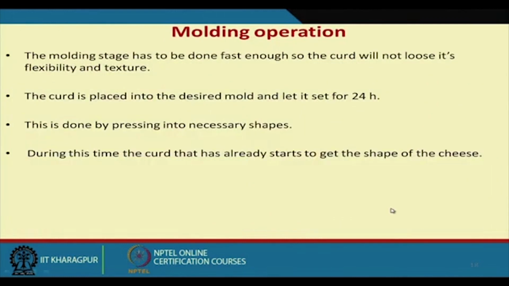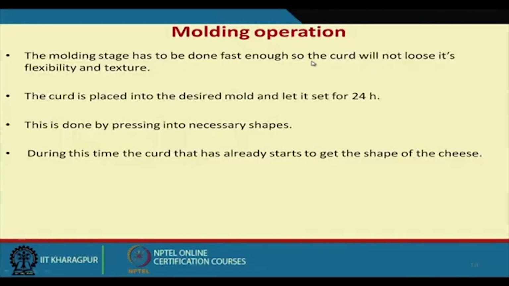Now molding, this is a very important operation. Molding means you give a different shape to the cheese. You put the cheese in different molds so that it comes out in different shapes. The molding stage has to be done fast enough so that the curd does not lose its flexibility and texture. The curd is placed into the desired mold. I don't have to tell you what a mold is.